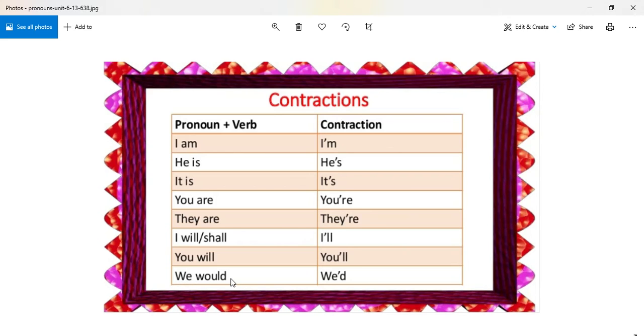We would. So the word would is a very funny word and a tricky word at the same time. So we skip here W, O, U, and L. We just take the last letter D and we use an apostrophe. We'd go to the cinema, but we have no time.